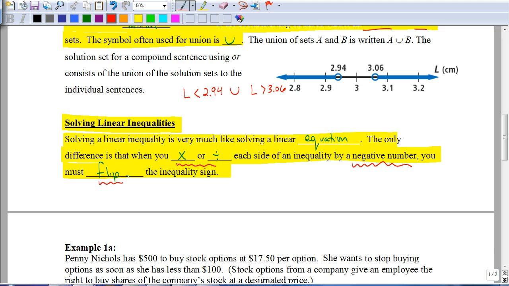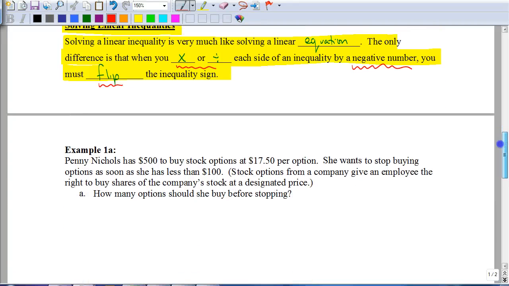You can add or subtract negative numbers, that's totally fine. You can multiply or divide positive numbers, that's totally fine. But if you multiply or divide negative numbers, then that's a unique situation where we do have to flip the inequality. Let's look at an example.